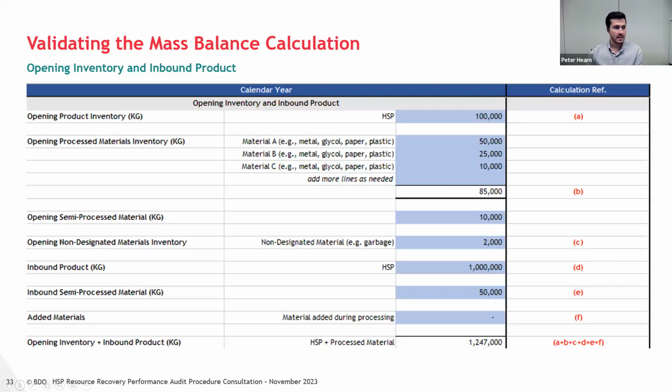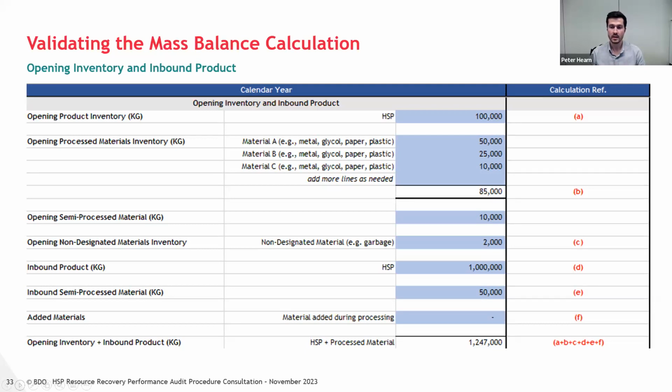Okay, so this is the top half of the mass balance calculation. This portion covers the opening inventory and the inbound product for the calendar year. A processor will have to have completed an opening inventory count on January 1st, or have previously completed an inventory count, and then have sufficient records to calculate what that inventory would be on January 1st.